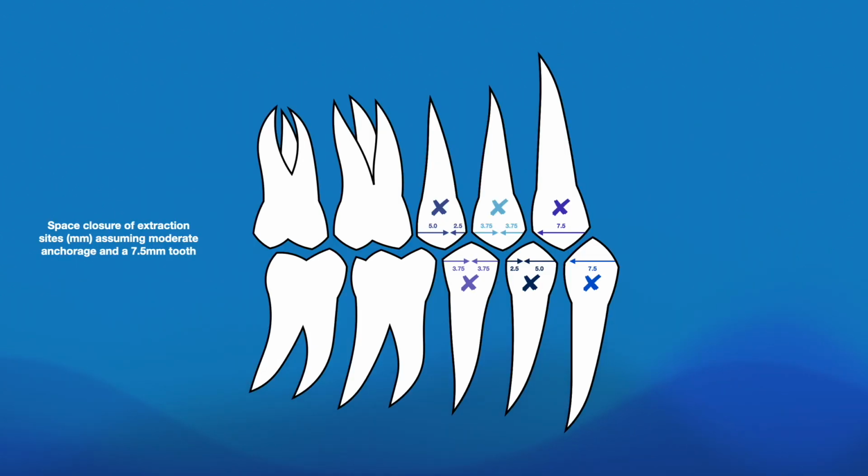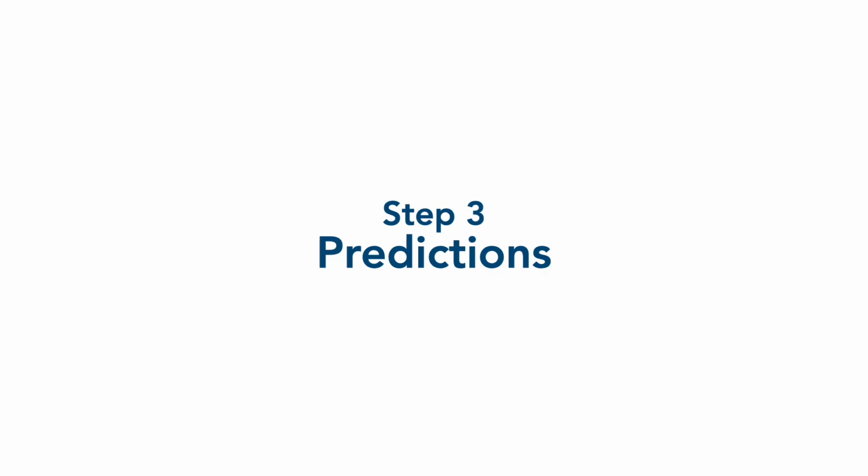The calculations are based on Creekmore's rules of thumb for space closure, which describe how extraction spaces tend to close with moderate anchorage. Upper 5 spaces tend to close 1/3 from the front, 2/3 from the back. Upper 4 and lower 5 extraction spaces tend to close half from the front and half from the back, and lower 4 extraction spaces close 2/3 from the front, 1/3 from the back. Differences are thought to be related to the number of roots in each anchorage unit and bone density.